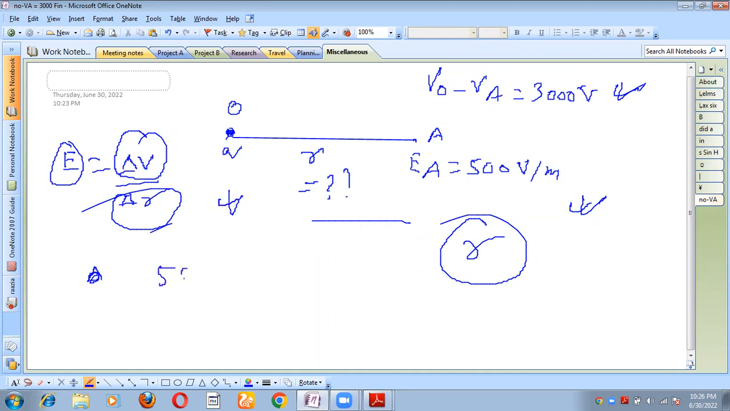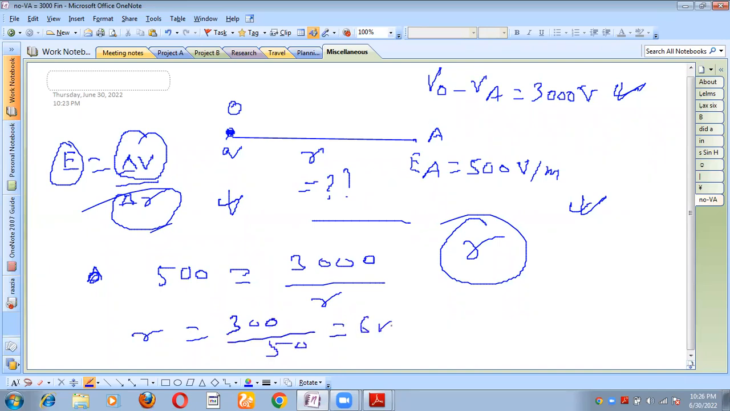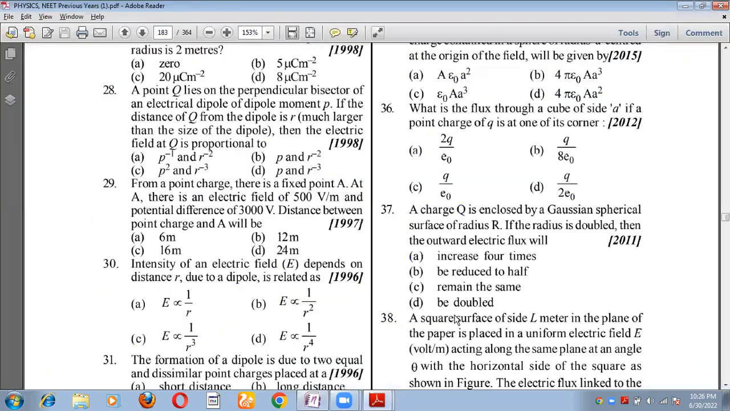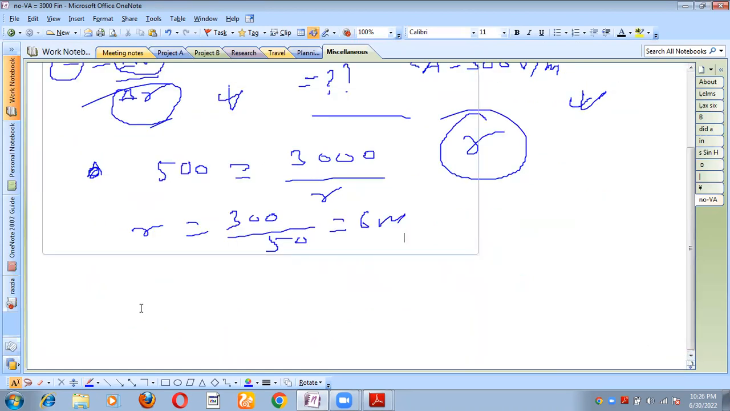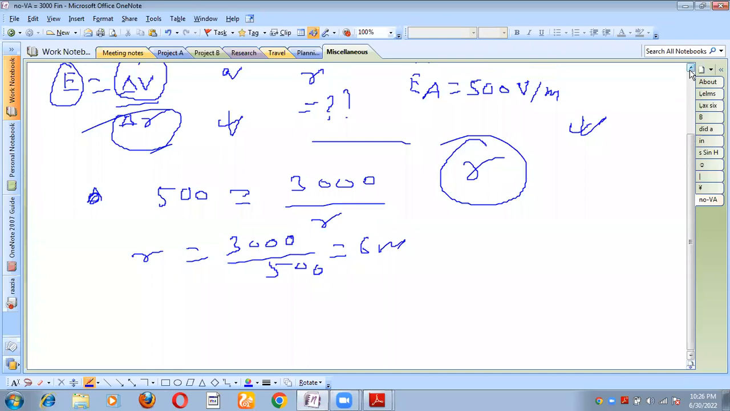Electric field is given as 500. Potential difference is given as 3000. R you have to find. From here you can find R is 3000 by 500, which is 6 meters. Option A is correct. Has everyone got this? How we have calculated 6 meter?